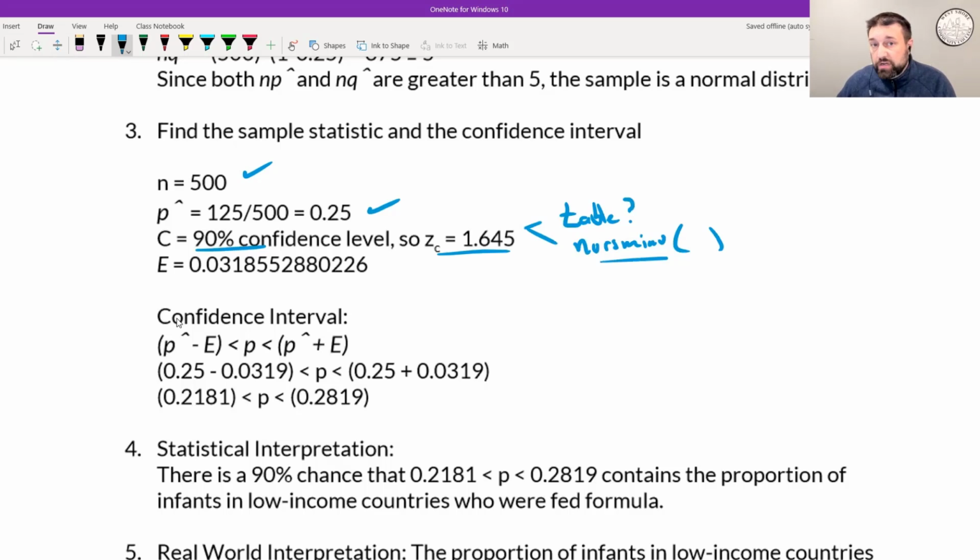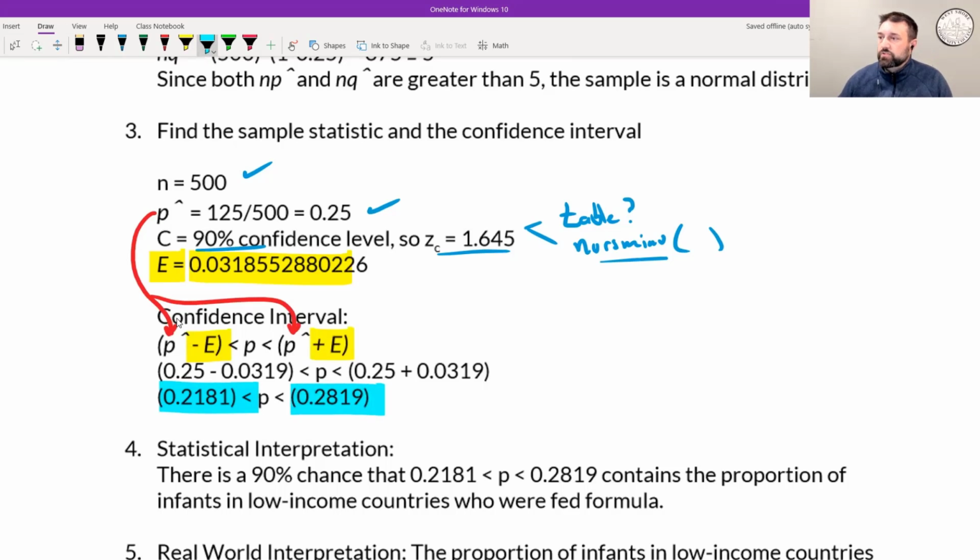We take all of this and put it into the Google Sheet. There's our margin of error. We then take p hat and subtract the margin of error to find our lower bound, and add the margin of error to find our upper bound. And so here is our answer: basically 21.81% up through 28.19%.